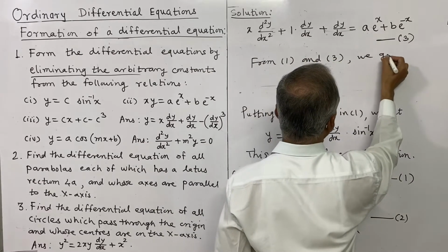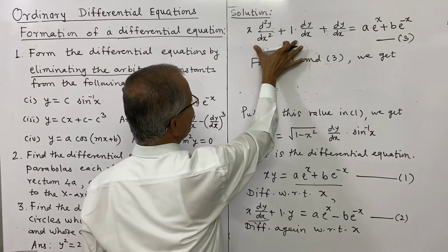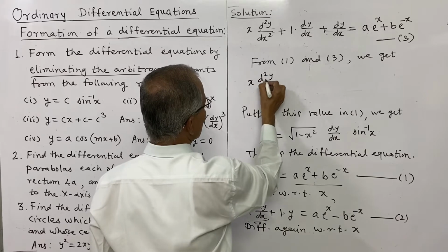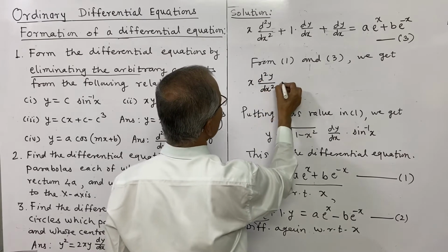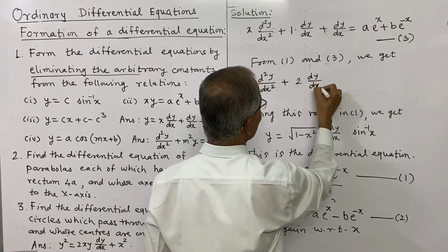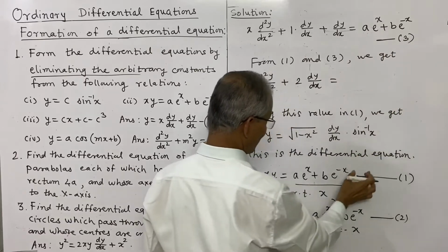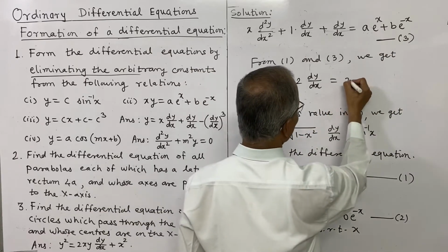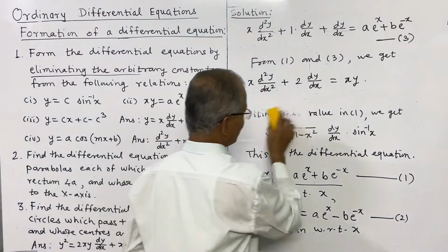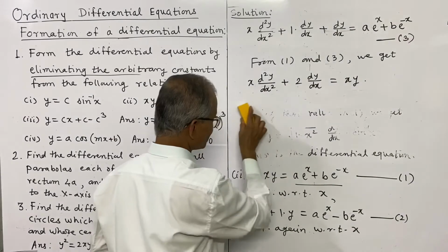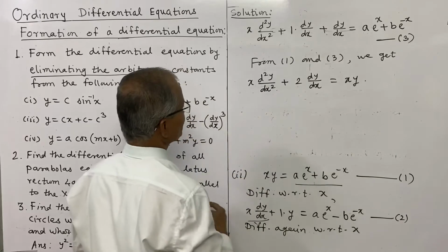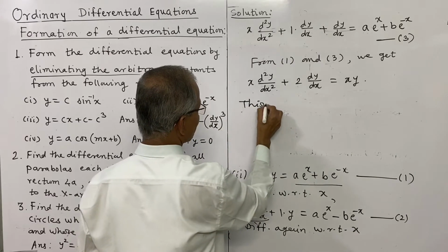we get, this side we shall keep as it is, x into the second order derivative of y with respect to x, plus this dy by dx plus dy by dx becomes 2 times dy by dx, and this is from 1, equal to xy. So this is the differential equation of the second. This is the solution of the second. This is the differential equation of the relation 1, or this is the required differential equation.